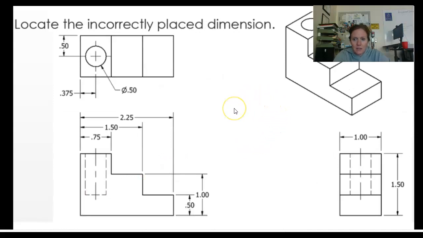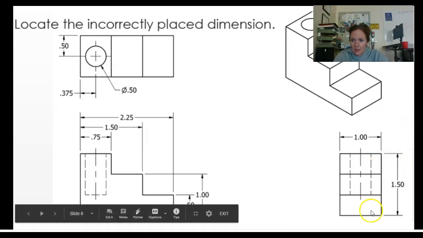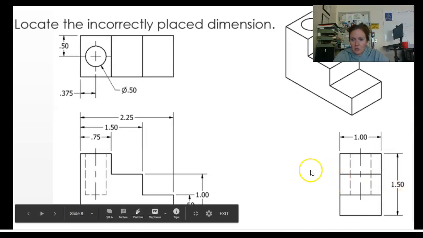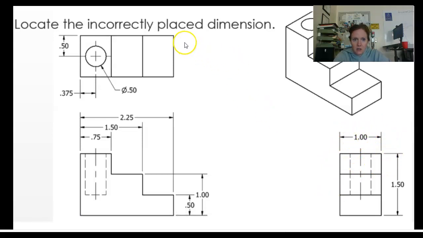Okay, now one of these is incorrectly placed. So I believe there is only one incorrectly placed here. So go ahead and pause this and see if you can find that. So hopefully you saw that this one is incorrectly placed. This should be on the left side. Actually, there's two. This one should be on the left side here, and this one should be here, showing the depth. Okay, so we have two incorrectly placed.